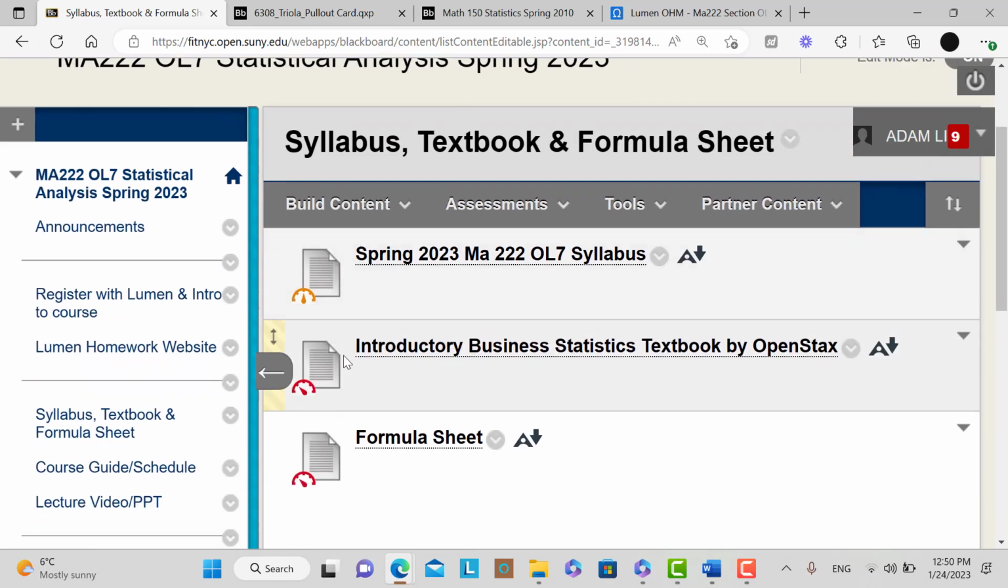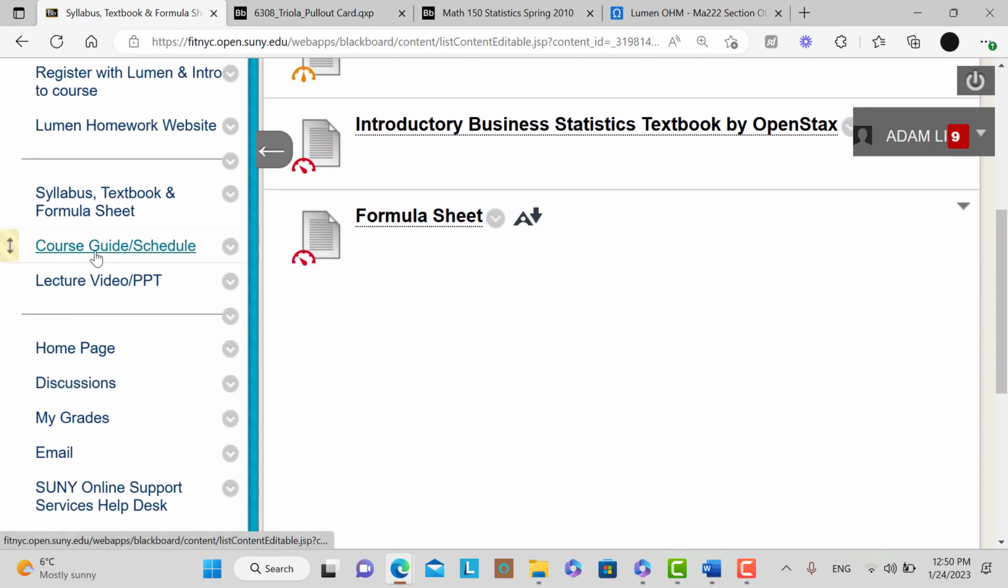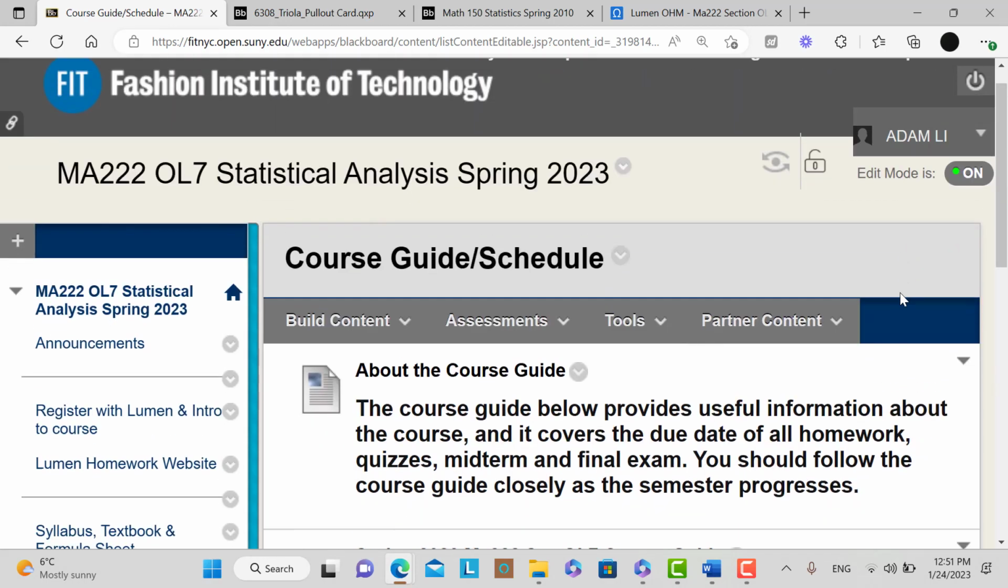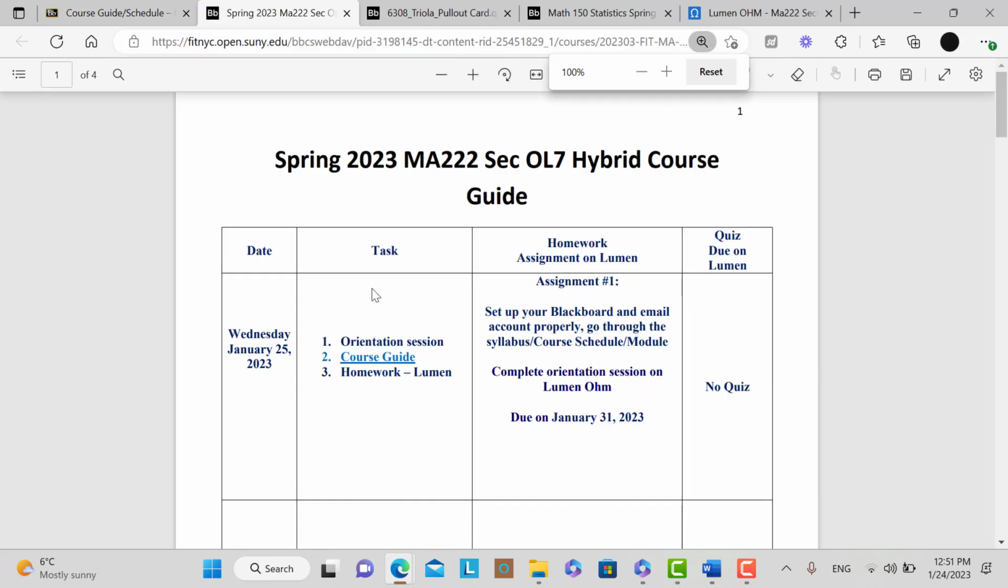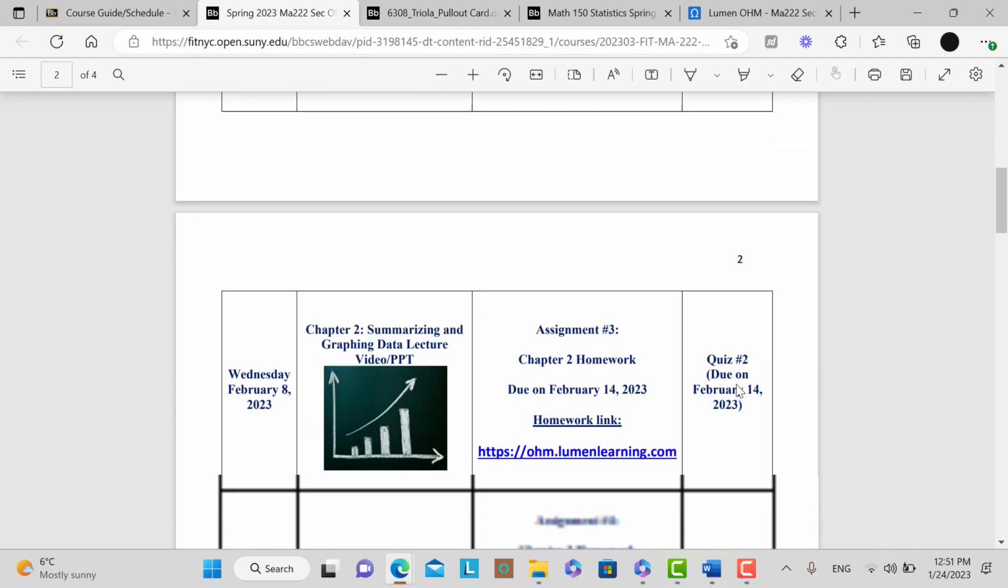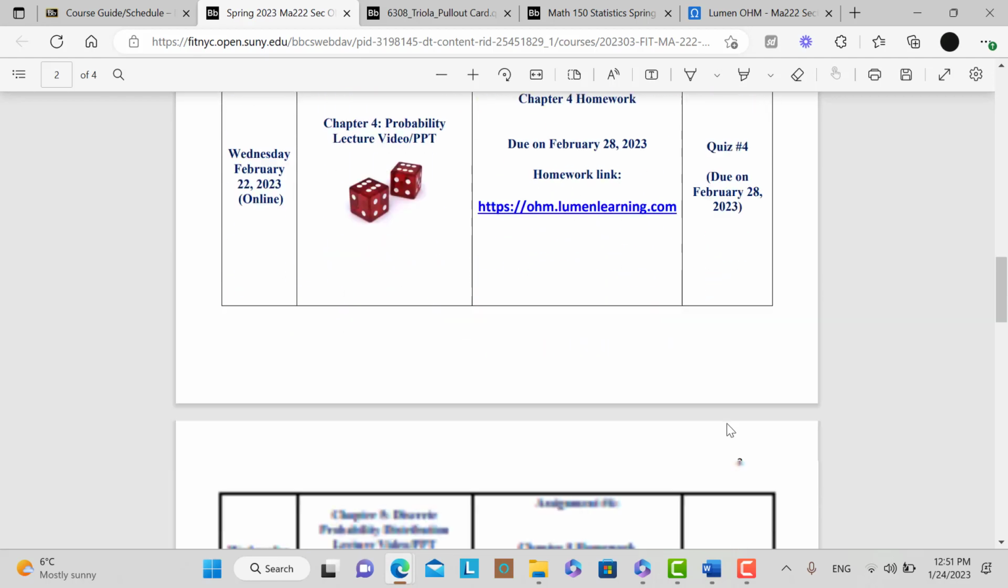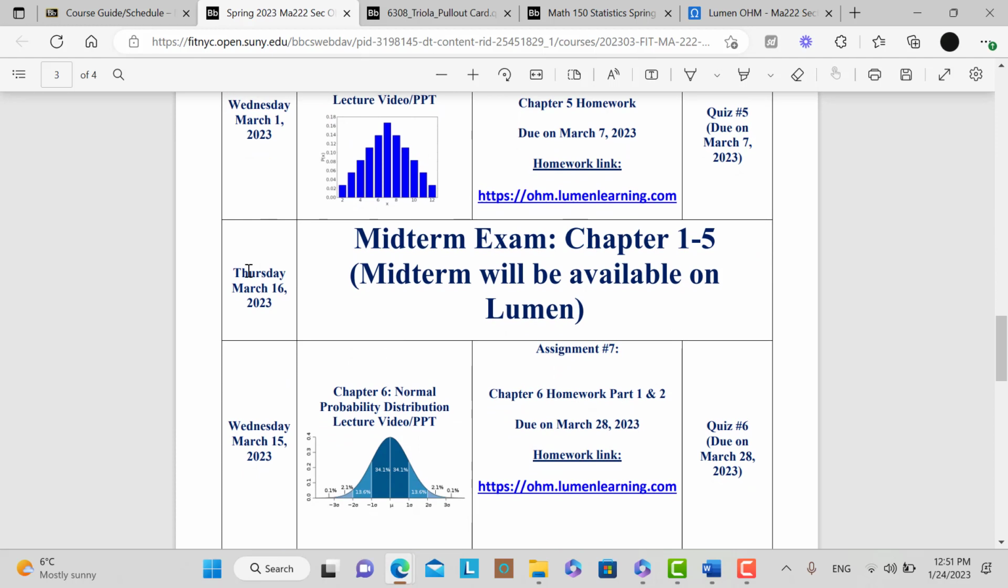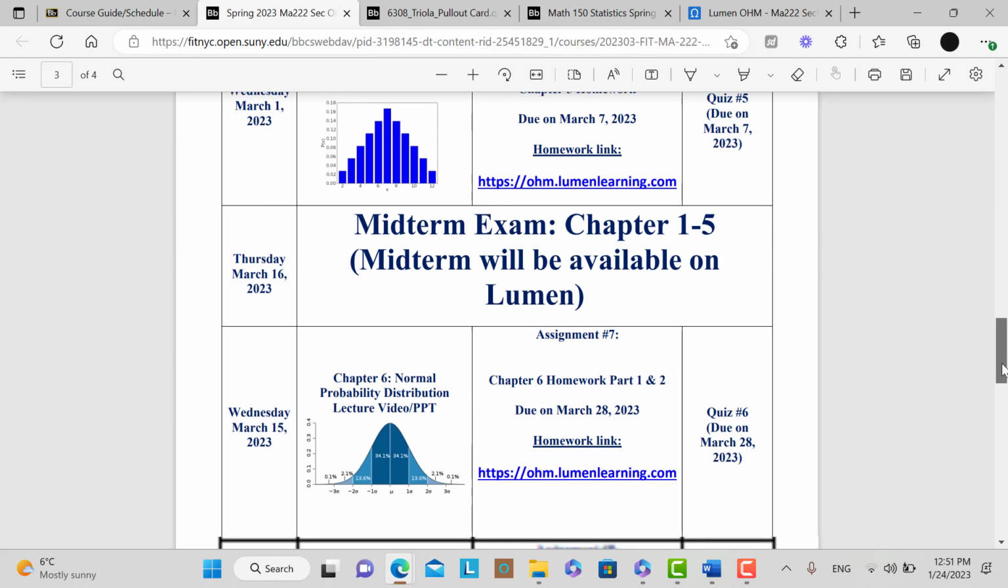And also, I provide a course schedule, a course guide. This course guide gives you some breakdown of the weekly tasks, homework assignments on Lumen, and quizzes due on Lumen, right? Follow this closely. It's consistent with the due dates from our homework system. Okay. I also list the midterm and final dates here, right? So you can finish that as well.